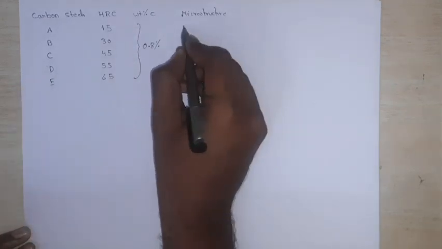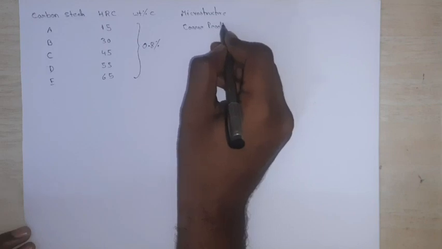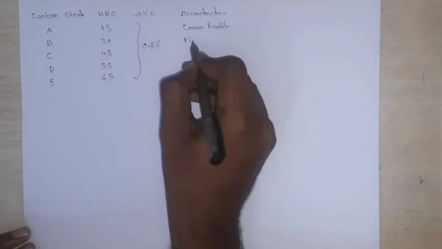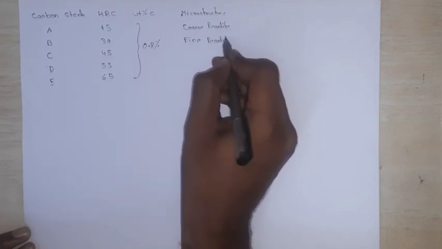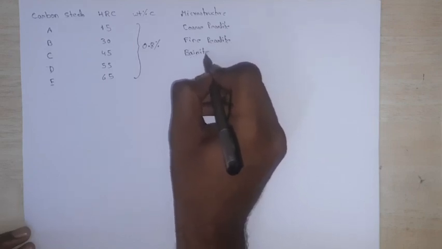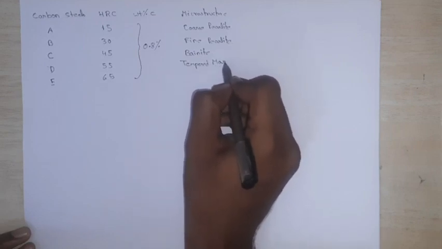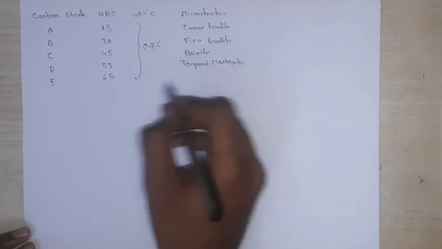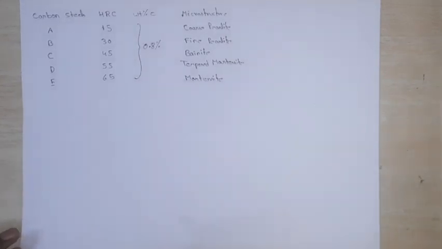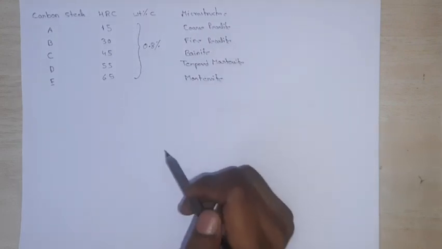So let us say this A is coarse perlite, which is one of the microstructures. B is fine perlite, and C is bainite. D is called tempered martensite and E is called martensite. So these steels have different microstructures, and these are the five.